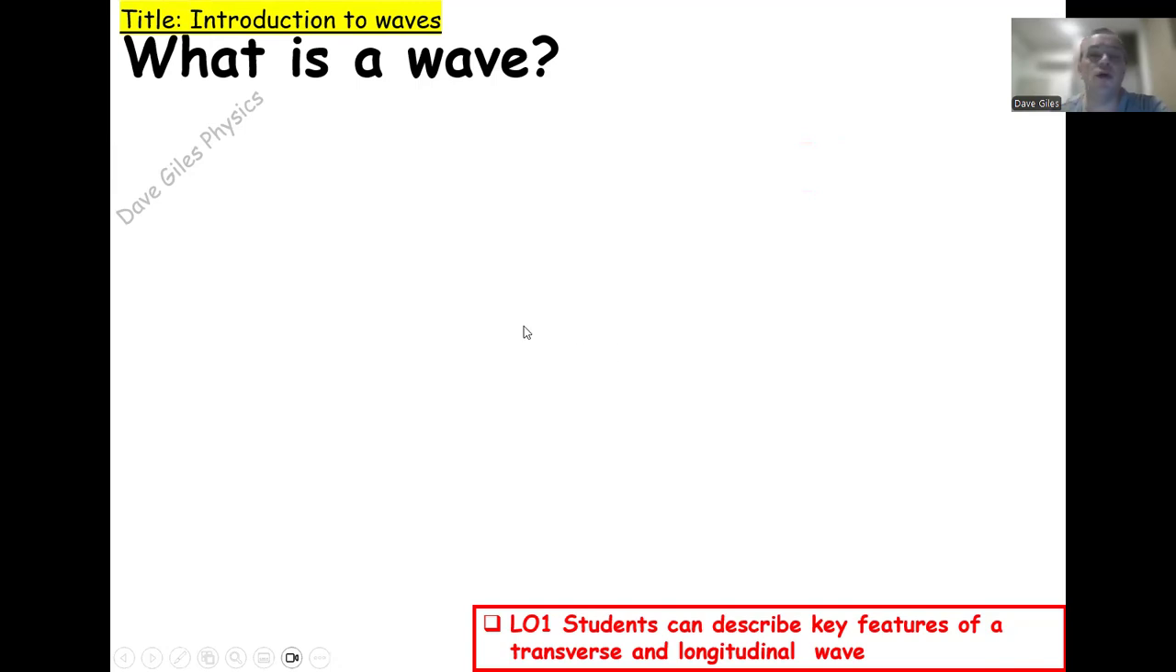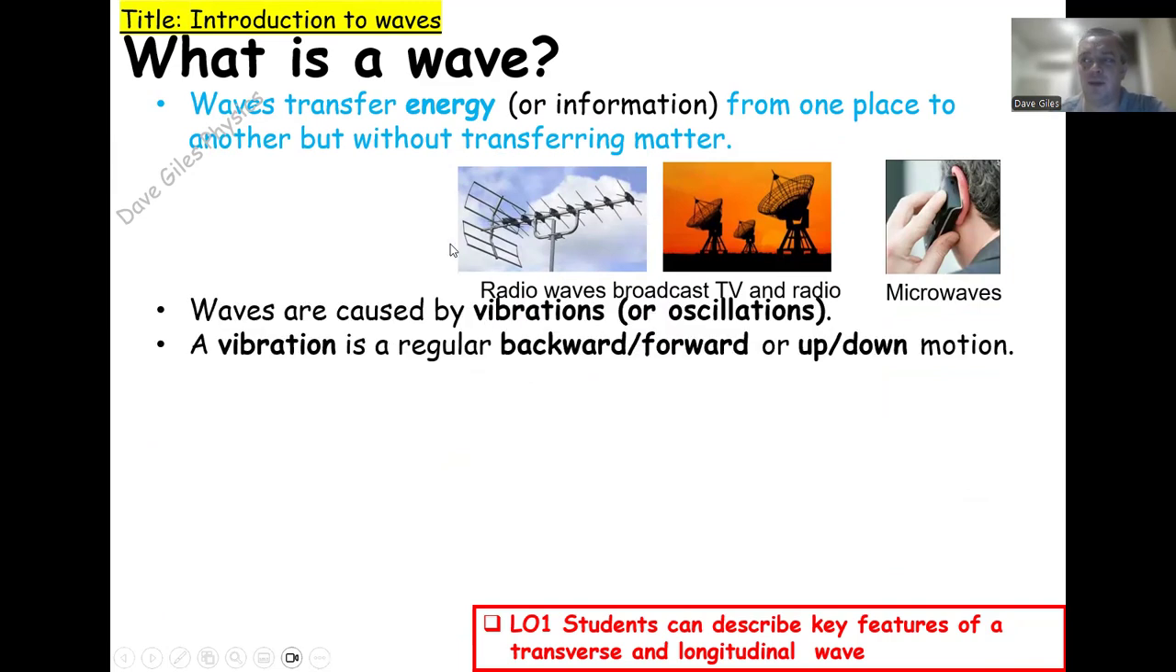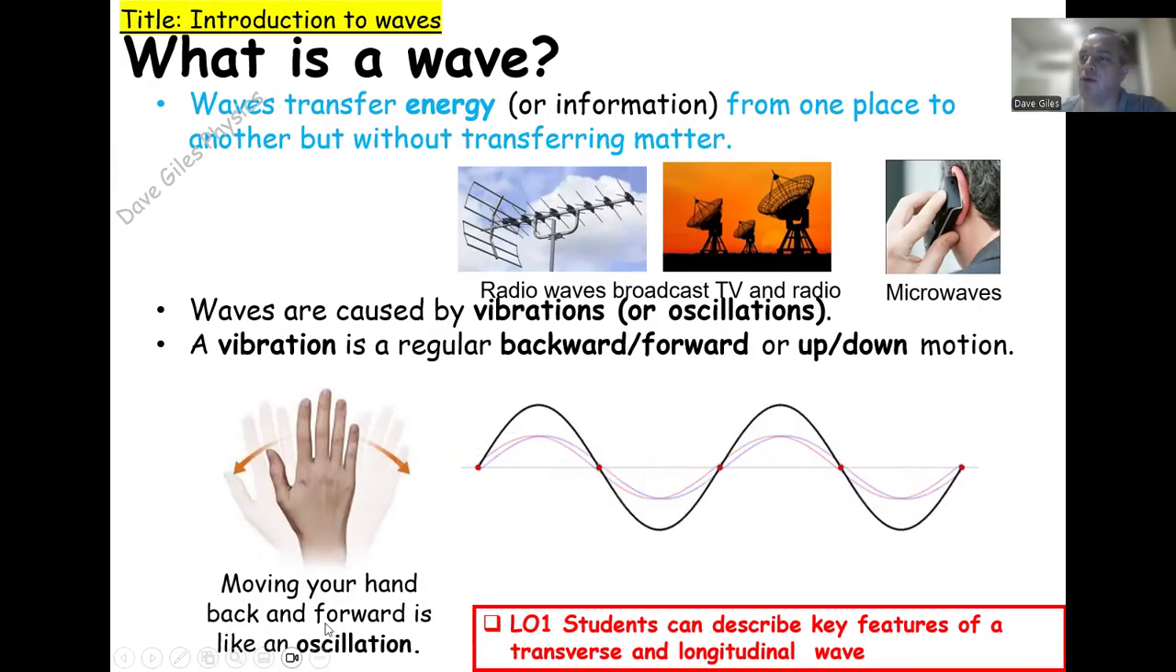First of all, we need to look at what an actual wave is. Waves transfer energy or information from one place to another, but without transferring matter. So without particles necessarily moving from A to B, they transfer energy. Waves are caused by vibrations or oscillations. Vibrations are regular backwards and forwards or up and down motion, like an actual wave you might see here. Moving your hand back and forward is like an oscillation, and it can also be represented here like a sine or cosine wave, a graph, sorry.